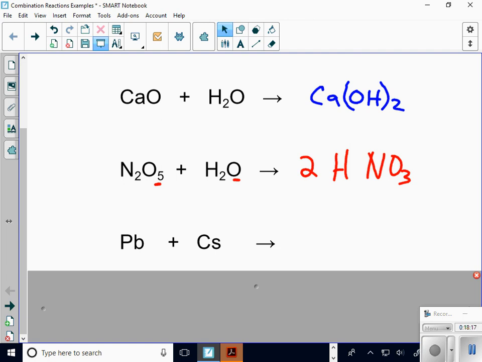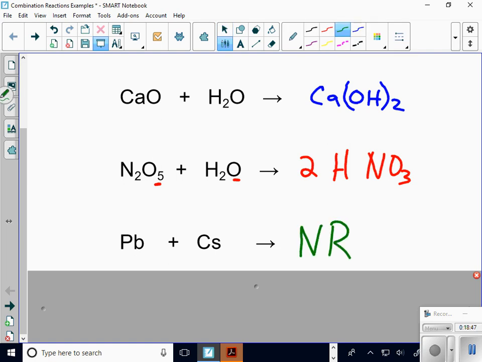Now, as I view this, do I have a metal and a nonmetal? No. Do I have 2 nonmetals? No. What do I have? 2 metals. So what does my outline tell me about 2 metals? That it is NR, meaning that there is no reaction. This reaction will not occur. So I just simply put NR. Okay?